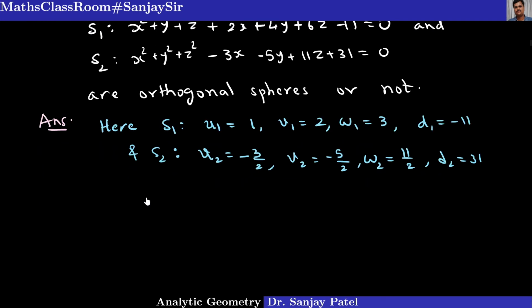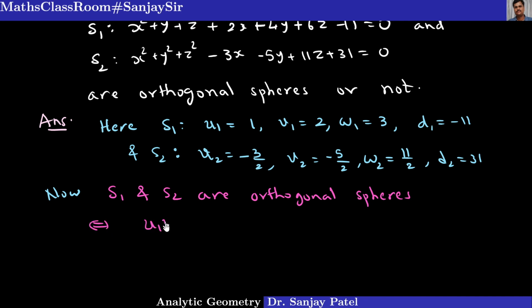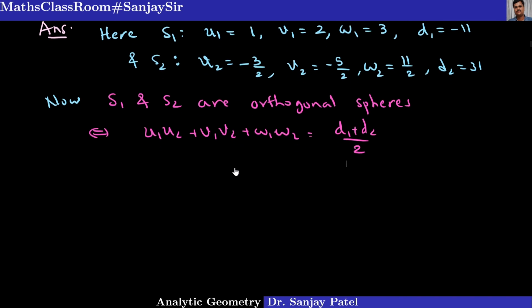Now the condition that S1 and S2 are orthogonal: the spheres S1 and S2 are orthogonal spheres if and only if U1 U2 plus V1 V2 plus W1 W2 is equal to D1 plus D2 by 2. This condition we have derived just now. So just we have to find the LHS and RHS of this condition and see whether they are equal or not. All the numbers are given here.